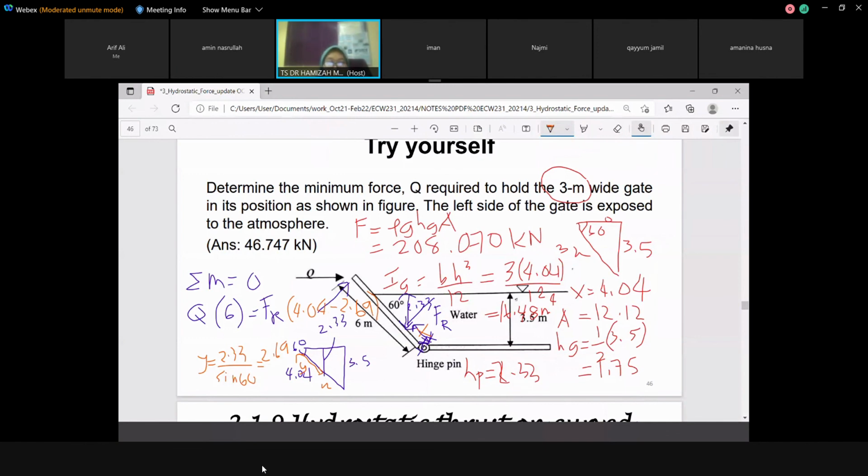1.35. So, can you get Q? Once you have inserted the value of FR, then only you can have the moment Q, the force to hold the gate. How much? You get about 46. 46 something. You don't get 747, I think. A bit off. How much did you get for Q?